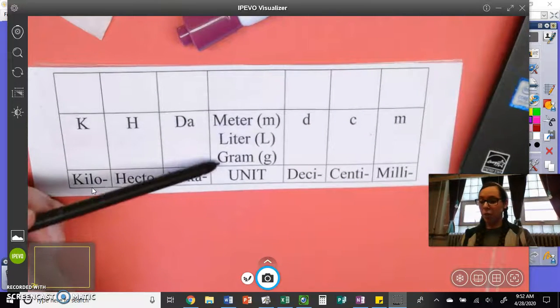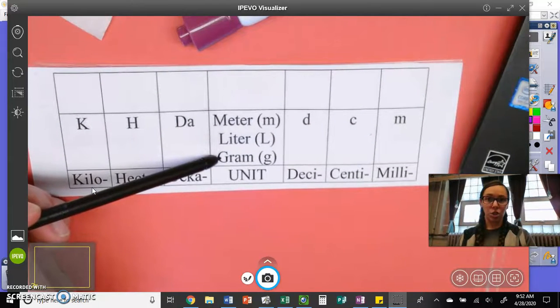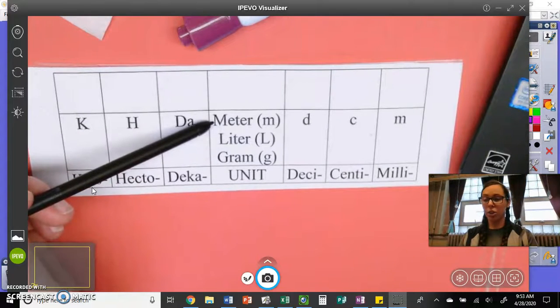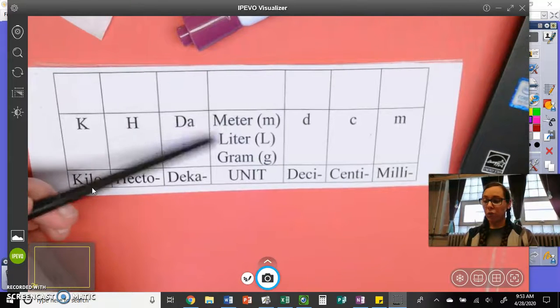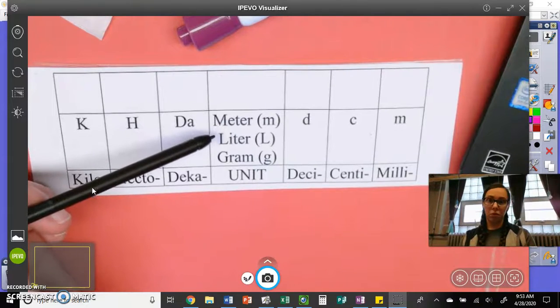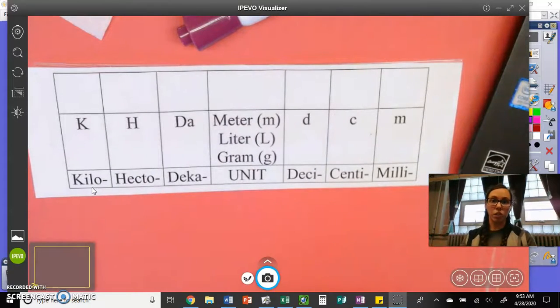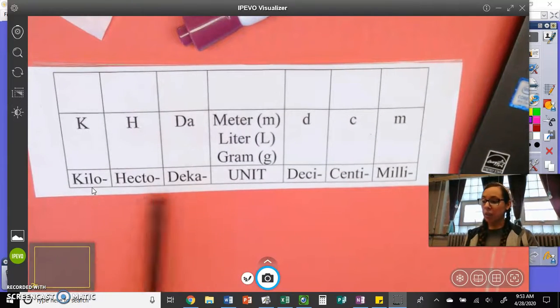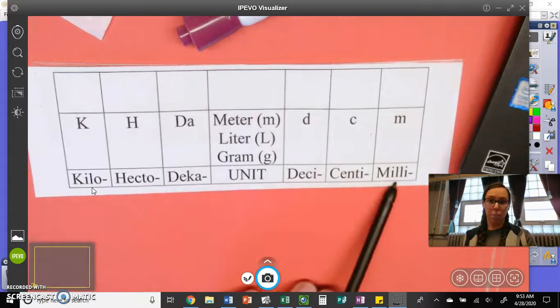So we can be measuring in grams, which is measuring weight. We can measure in liters, which is measuring capacity, or we can measure in meters, which is measuring length. But on the metric system, we don't change between feet and inches and yards and whatever. They only use meters, and then they have these different prefixes in front of them.